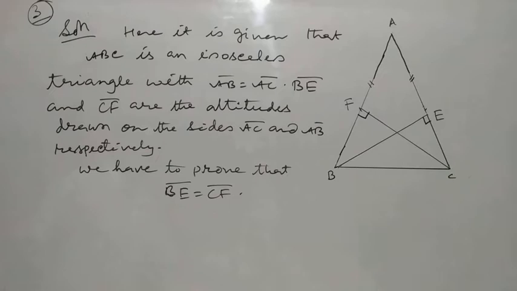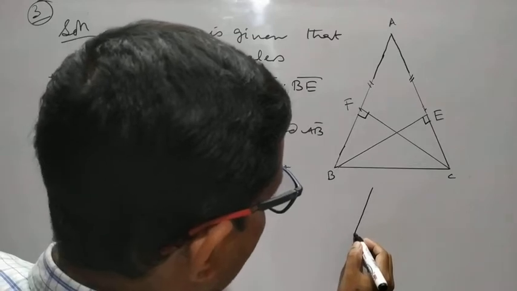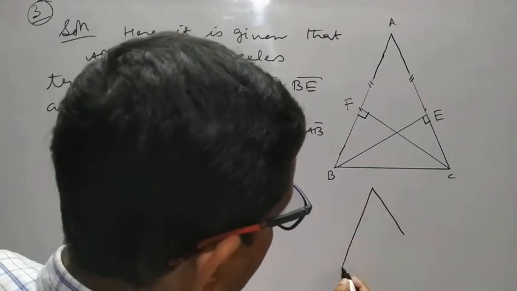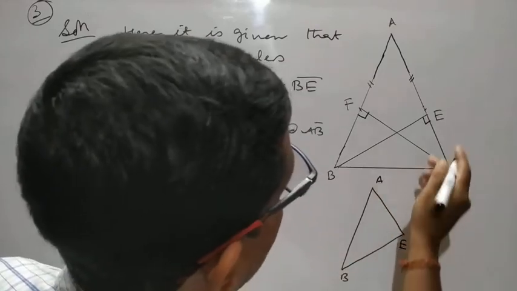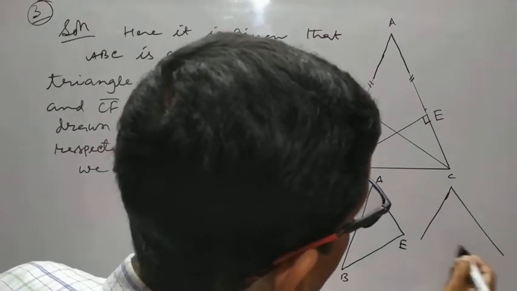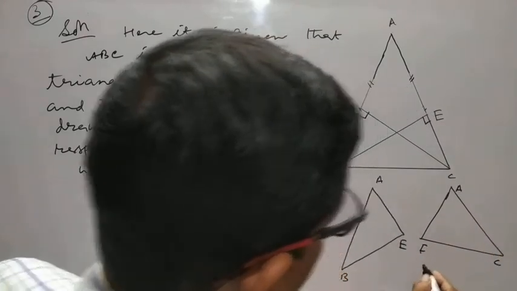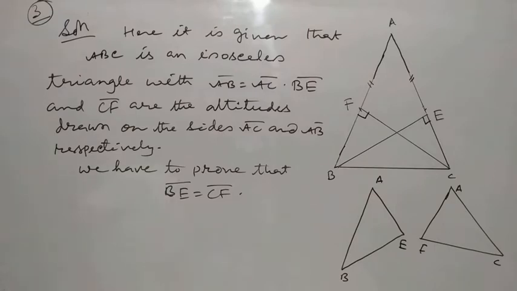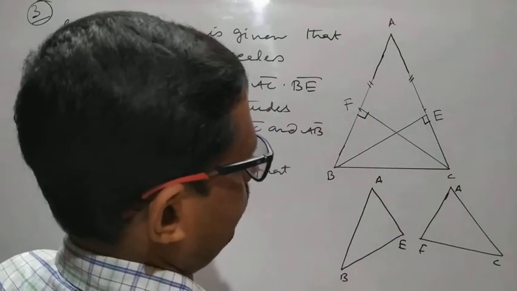Now you see how to do this proof. So for this, we will try to prove these two triangles congruent, triangle ABE, that means this is the triangle ABE, and triangle ACF. Let us separate these two triangles, triangle ABE and triangle ACF.